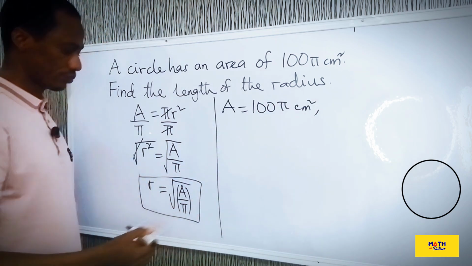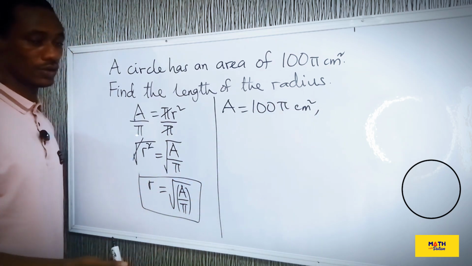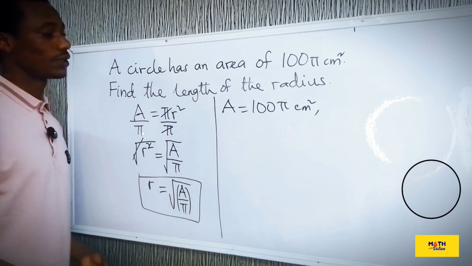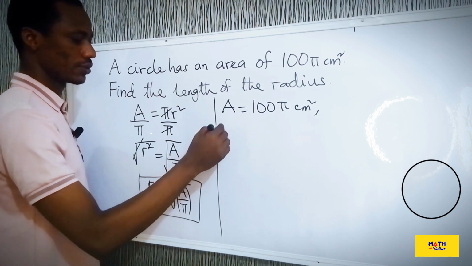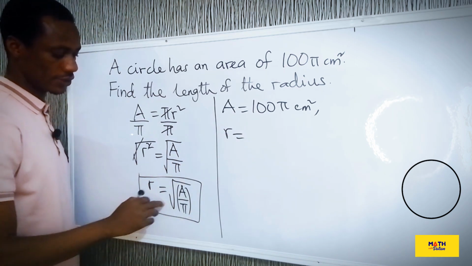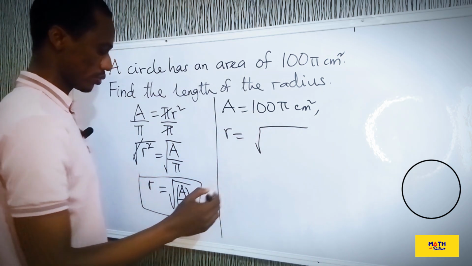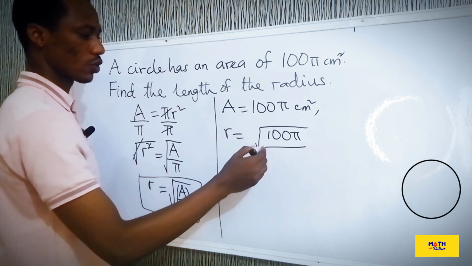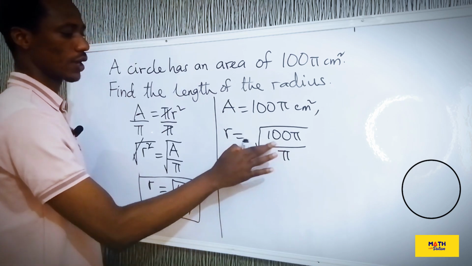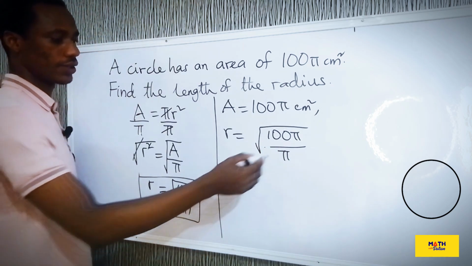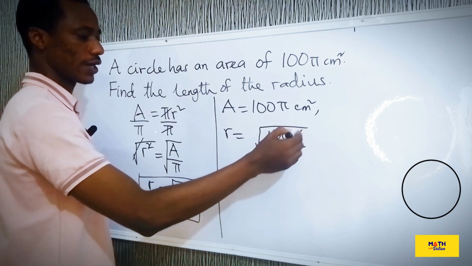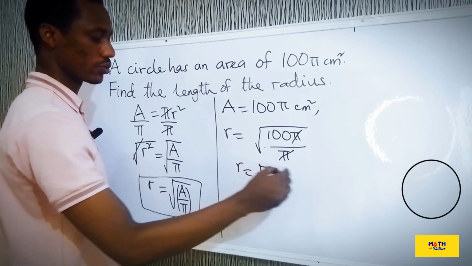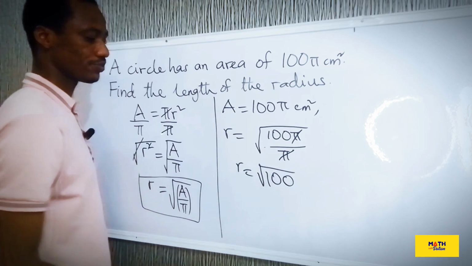We're not given the value of pi, but since we have pi here, that means we don't need the value. So let's slot it into our formula. Radius equals the square root of 100 pi all over pi. So pi divided by pi cancels, and what we would have left is the square root of 100.